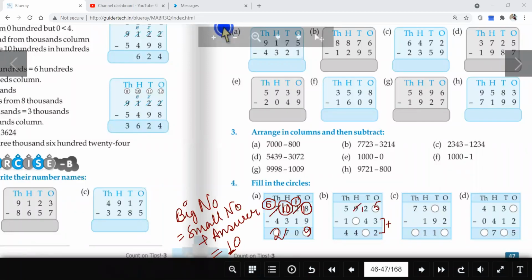Now from where am I borrowing 1? From 9 I have borrowed 1. So it is becoming 8. Now the small number, in the 100 place we need to find out. So from the big number we are subtracting 4. So it is becoming 4. Okay, I hope that today this problem you have also understood.